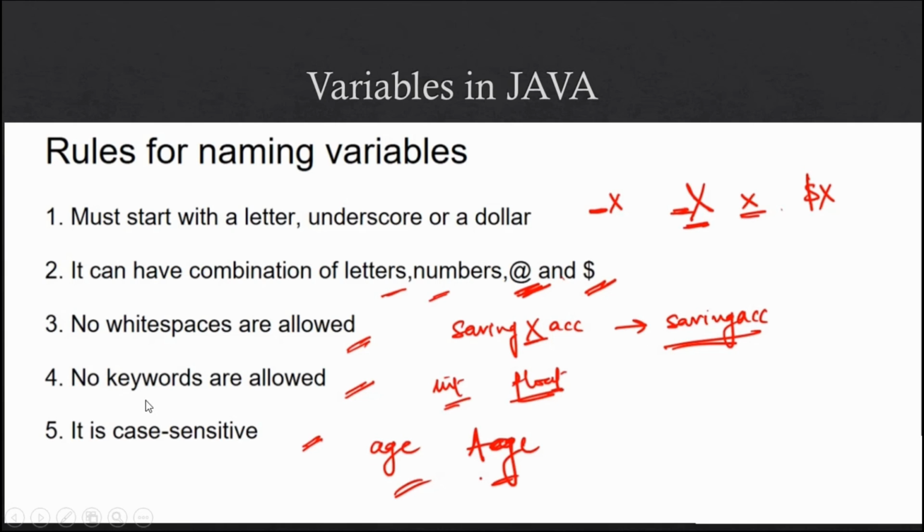Keywords are definitely not allowed because they have their own meaning in Java. So int, float, these cannot be used as variables. It is case sensitive, yes. So let's suppose if we have 2 variables, lowercase age and uppercase AGE, these 2 will have different meaning. These 2 will have different memory allocation at the time of execution. So these are 2 different variables. Java will understand them as completely different.